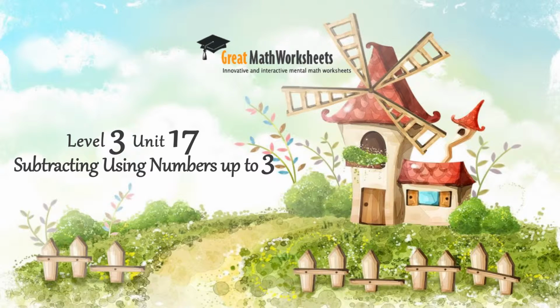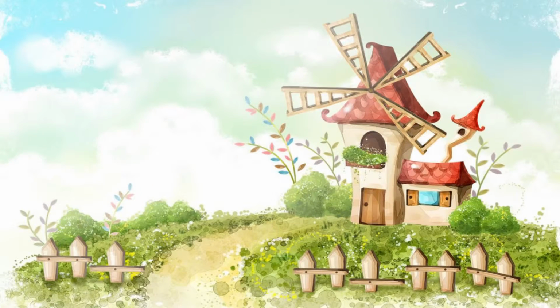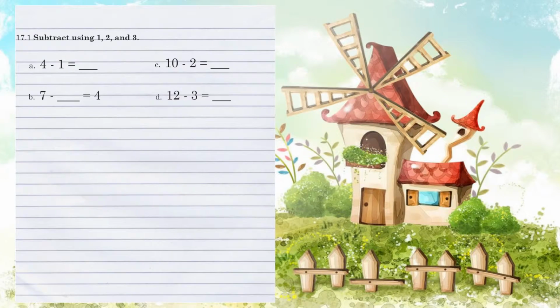Unit 17, subtracting using numbers up to 3. Unit 17.1, we're going to subtract using a 1, 2, or 3. Example A, 4 minus 1. If you take 1 apple away from 4 apples, you're going to have 3 apples.